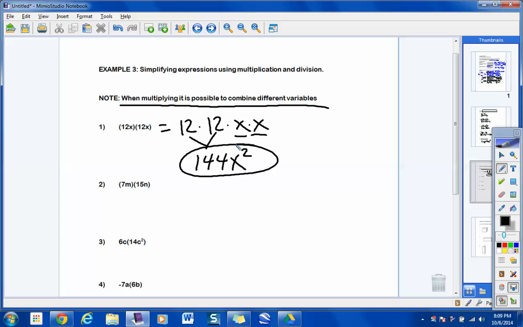Okay? In my second one, I would call this 7 times 15 times m times n. Okay, gang, your product of 7 and 15 right here is 105. And the only thing that's attached to it is m times n. So simplified form here, 105 times mn.